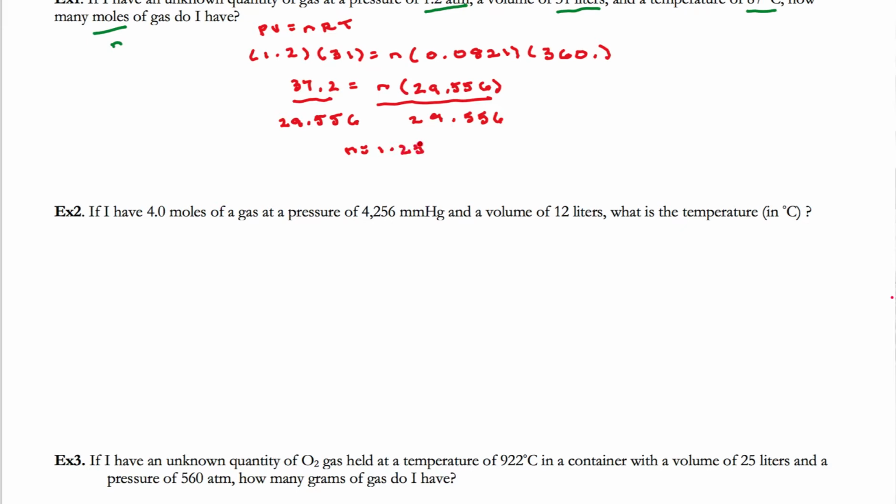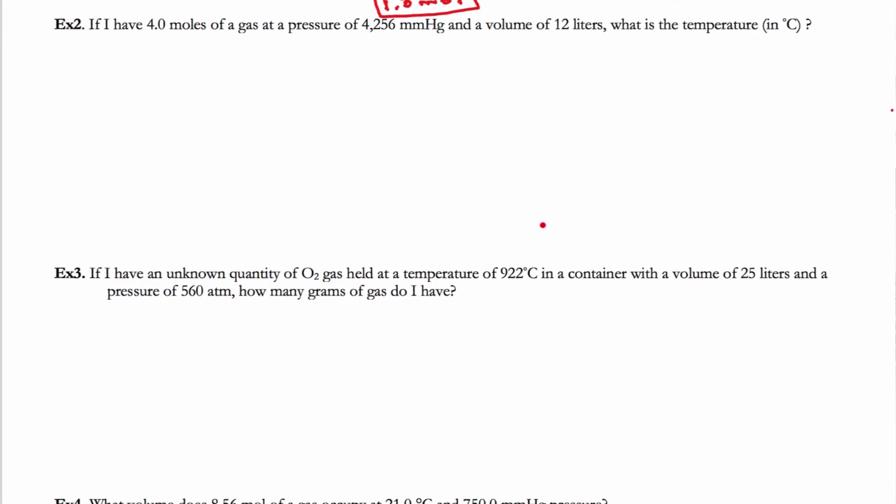Okay, let's figure out sig figs. 1.2 has 2 sig figs, 31 has 2 sig figs. These both have 3, but I want to round to my fewest number of sig figs. So this will simply round to 1.3, and my units are moles. So 1.3 moles. All right, let's look at the next practice problem.